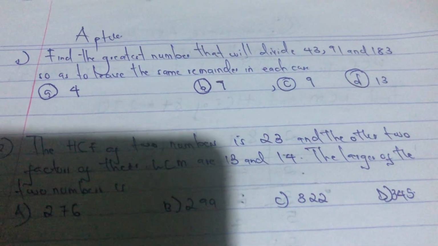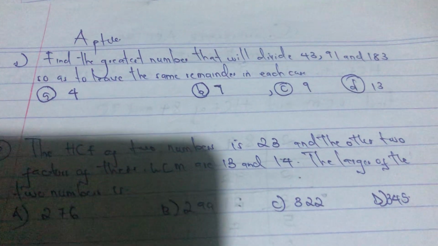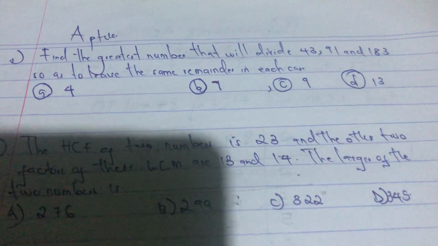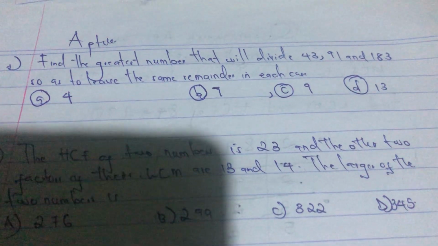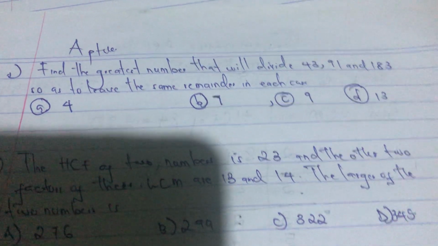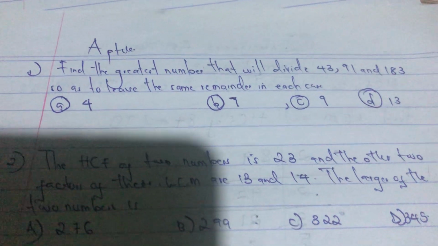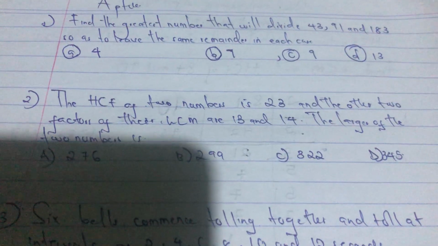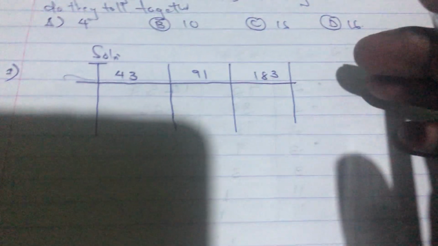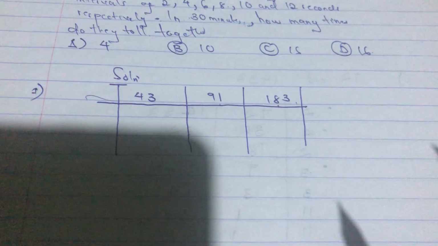Question 1 is saying find the greatest number that will divide 43, 91 and 183. We have to find the greatest number that divides this. The greatest number is the same word for HCF. It is the same word. So let me calculate it here. That is 43, 91 and 183.